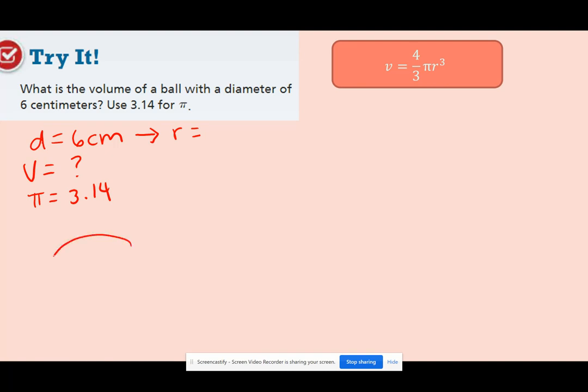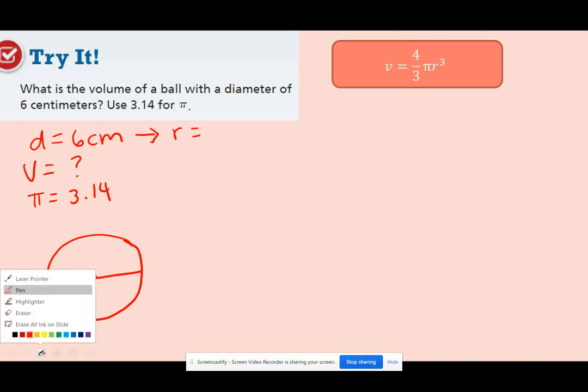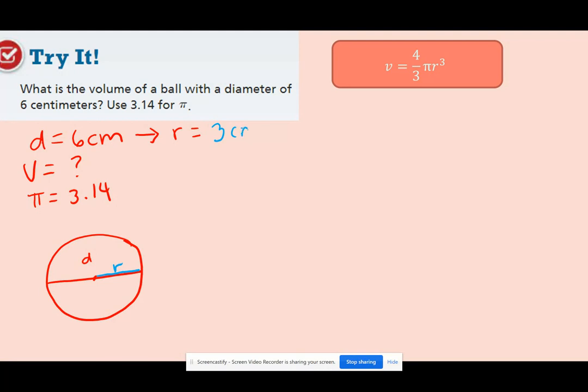So if we had a circle, the diameter would be the whole distance across. The radius is only half of that. So that would be our diameter, and the radius is just half of it. That's what we need for this problem. So if the whole distance is 6, half of that would be 3 centimeters. So let's go ahead and substitute everything we know into our equation.